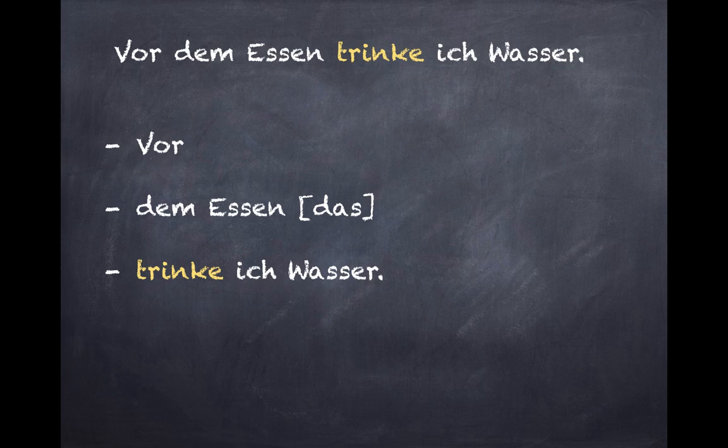Vor is a preposition, dem Essen, das Essen changes into dem. And then trinke ich Wasser, the rest of the sentence. So as I said, verb position is immediately after the noun. So here the noun is Essen. Before food, I drink water.